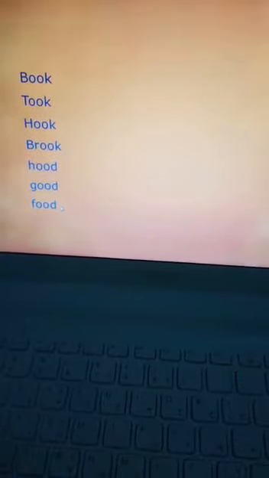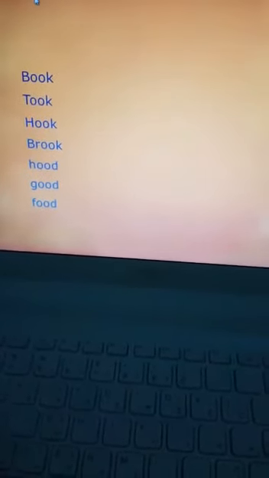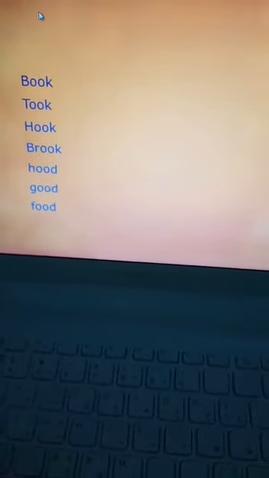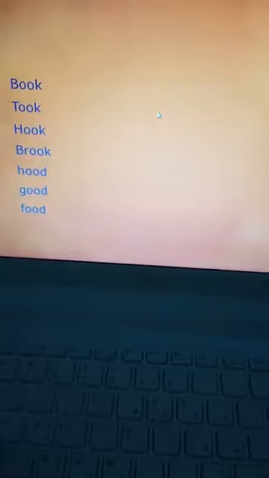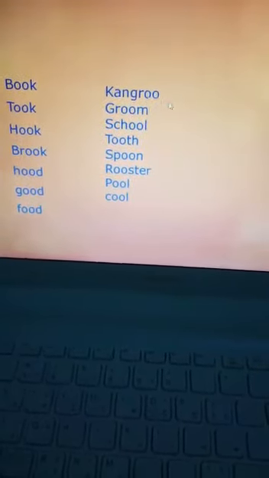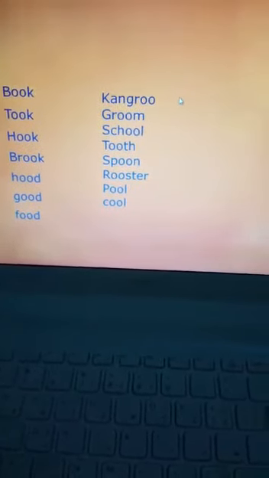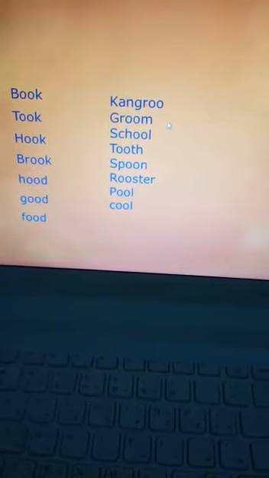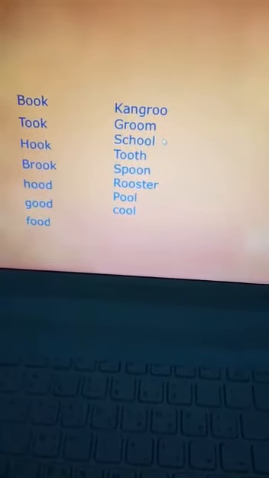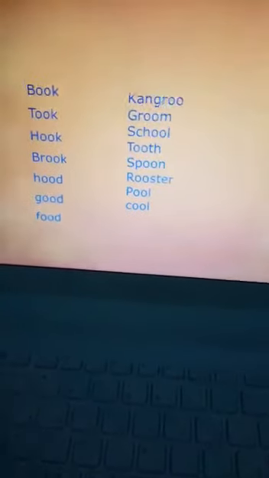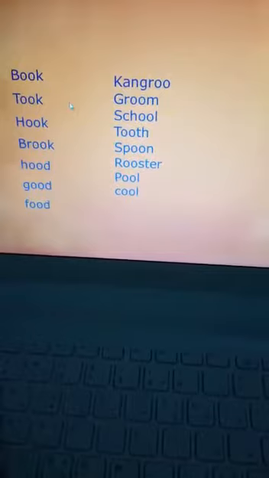Okay, here we have some examples of the short vowel. Book, took, hook, brook, hood, good, food. Okay, the other category, which is a bit longer or long vowel: kangaroo, groom, school, tooth, spoon, rooster, pool, cool. Okay, please repeat them all and try to see the difference between the two sounds.